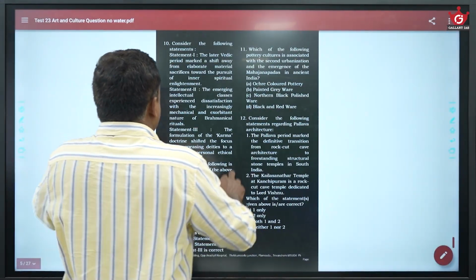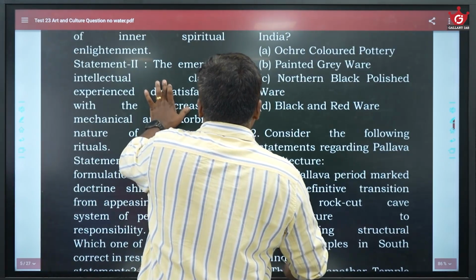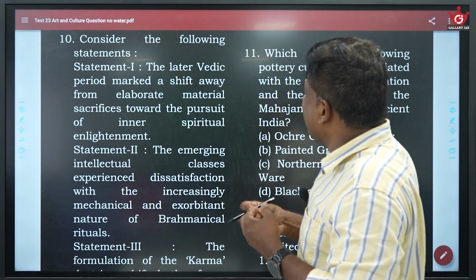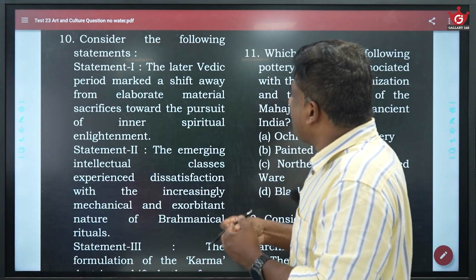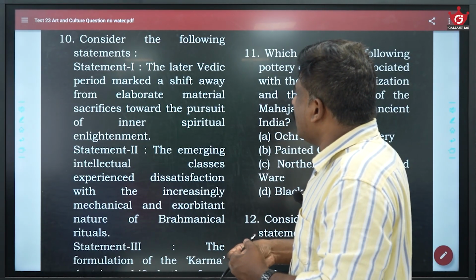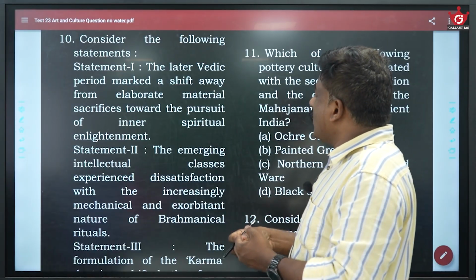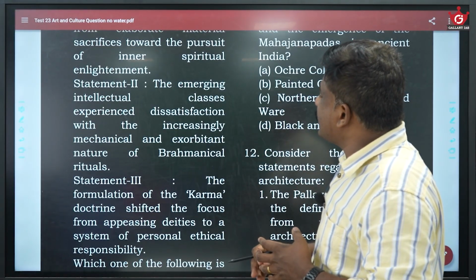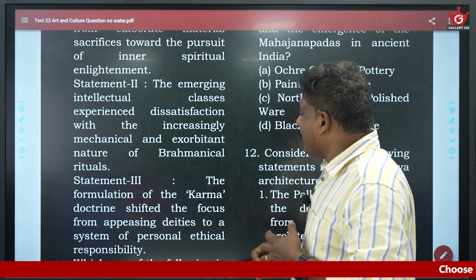Then my next question goes like this. Consider the following statements. Statement 1: The later Vedic era marked a shift away from elaborate material sacrifices toward the pursuit of inner spiritual enlightenment. Statement 2: The emerging intellectual classes experienced dissatisfaction with the increasingly mechanical and exorbitant nature of these Brahminical rituals.